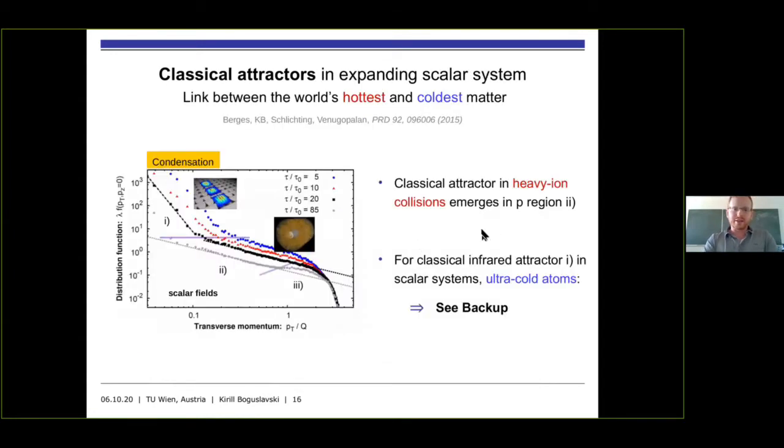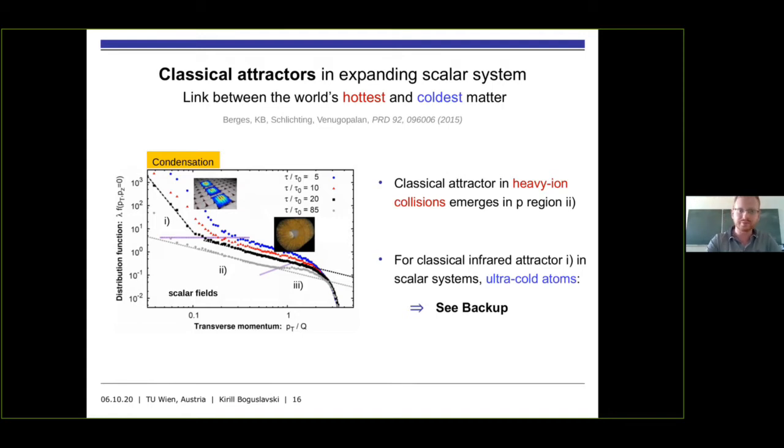And this classical attractor, or this scalar theory, is also very interesting, because not only does it involve this heavy ion collision attractor, but also at low momentum below the mass scale, it showed the dynamics of condensation and of a classical infrared attractor, which looks very much the same as for ultra-cold atoms, for an inflaton model, and so on, which I've written in the backup. So this expanding scalar theory provides a link between the world's hottest and coldest matter, which I personally find very intriguing.